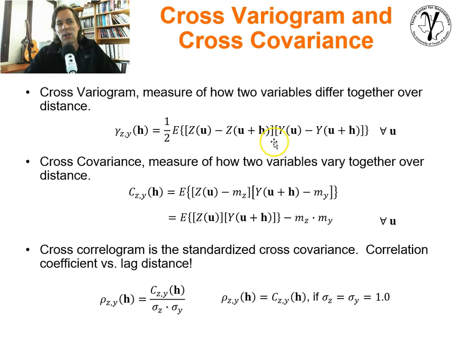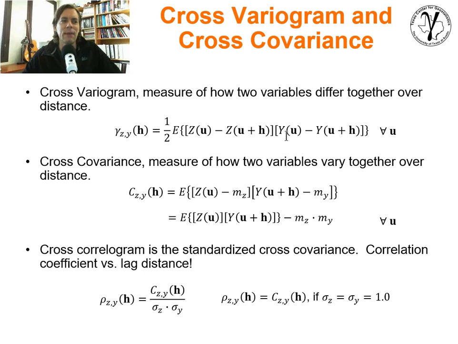If you look at this equation, you'll readily see that all we did was we took the variogram equation, which was the tail minus the head squared, and we expanded it out, and we replaced the second term with another variable y. So now we've got a cross variogram between z and y. And so this is a measure of how two variables will vary together over a distance.